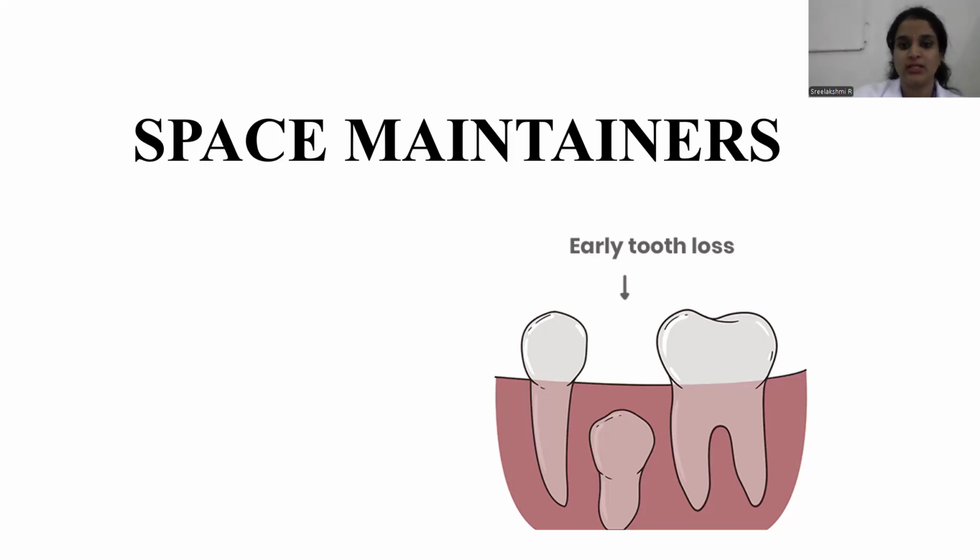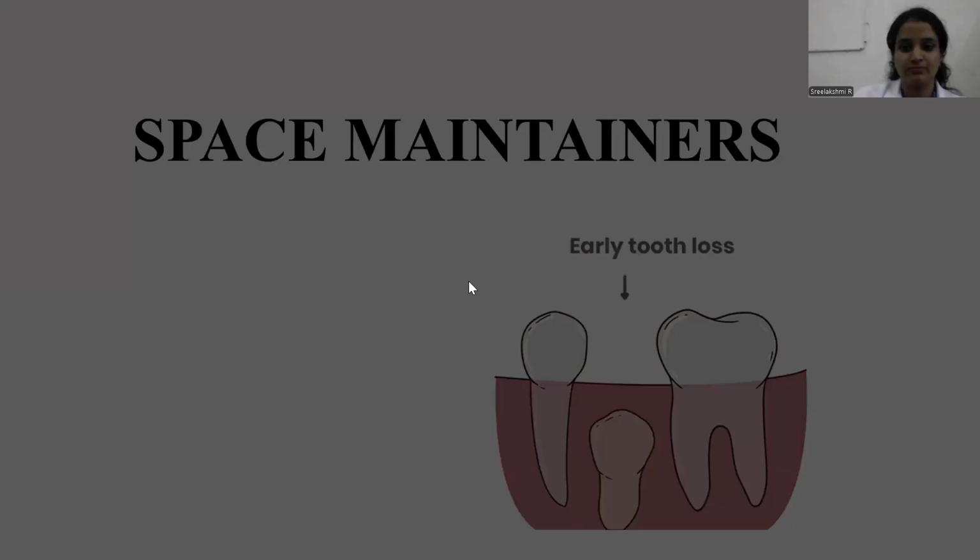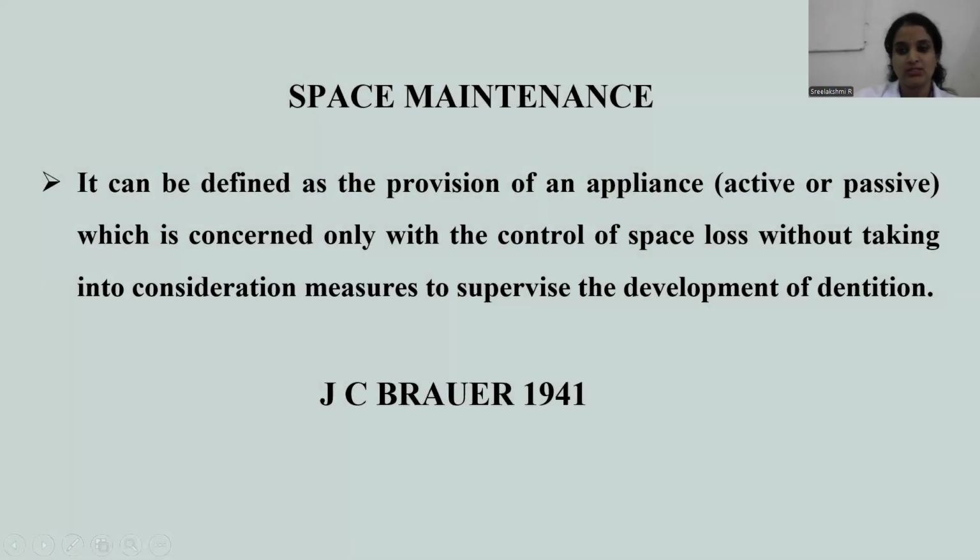So, coming to the definition, space maintenance is defined as the provision of an appliance that is either active or passive, which is concerned only with the control of space loss without taking into consideration measures to supervise the development of dentition. This definition was given by J.C. Breuer in the year 1941.